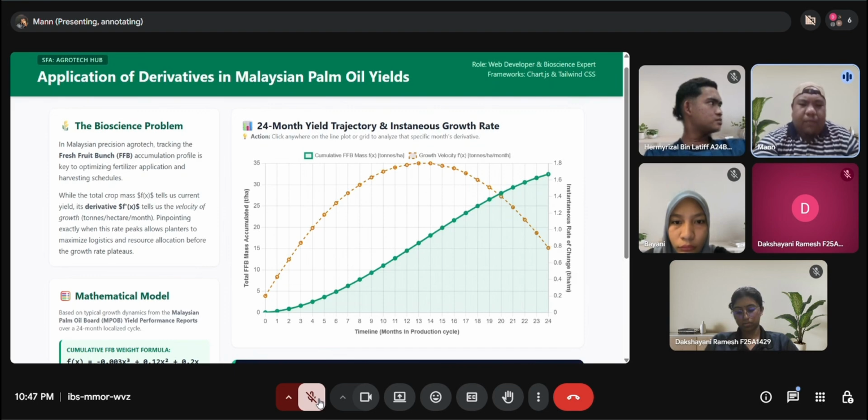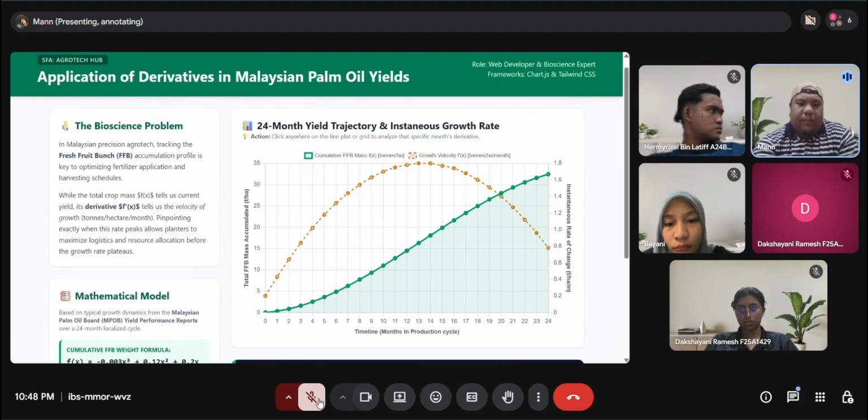The system also provides live analysis. For example, at month 12, the cumulative yield is 14.50 tons per hectare and the growth rate is 1.78 tons per hectare per month. This means the oil palm trees are growing very quickly during this stage. The system also suggests that enough water and fertilizer should be provided to support the rapid growth.